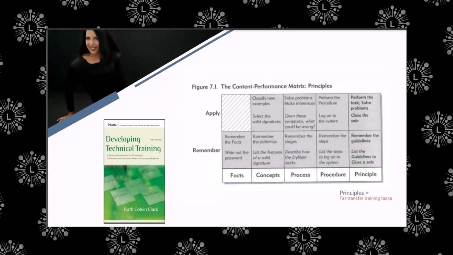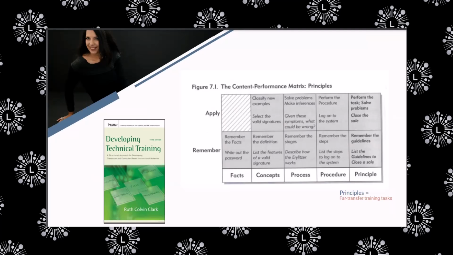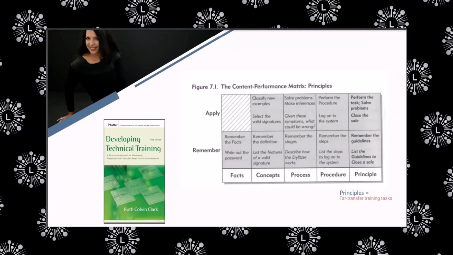So if you have Ruth's book and you've read it, you'll recognize this table. This is from chapter 7, which is the chapter on far transfer training, or what she calls principle-based learning. And this chart refers to both content and performance as a matrix. So I wanted to spend a little time describing this, especially for people who are less familiar with Ruth's work.